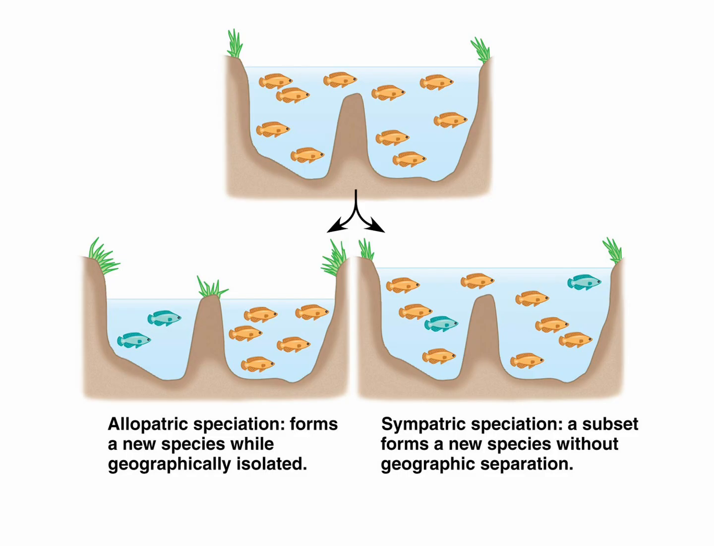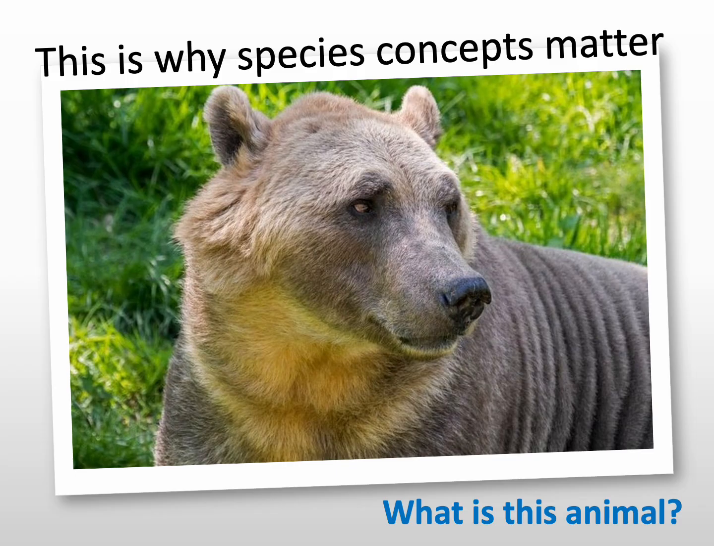Okay, so that wraps up speciation. So the big question is, why does this stuff matter? Well, species concepts in general matter, right? If you're going to preserve, for example, an endangered species, it pays to accurately define what that species is. But more recently, this idea of species concepts is becoming really, really interesting.